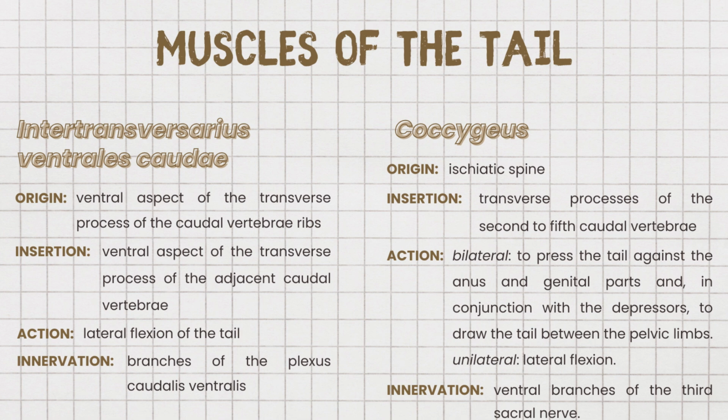For the coccygeus, its origin is the ischiatic spine. Its insertion is the transverse processes of the 2nd to 5th caudal vertebrae, and its action is, bilaterally, to press the tail against the anus and genital parts, and in conjunction with the depressors to draw the tail between the pelvic limbs, while unilaterally, it is for lateral flexion. The innervation would be the ventral branches of the 3rd sacral nerve.